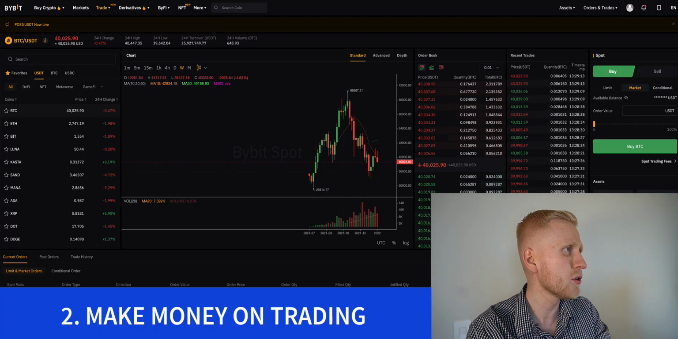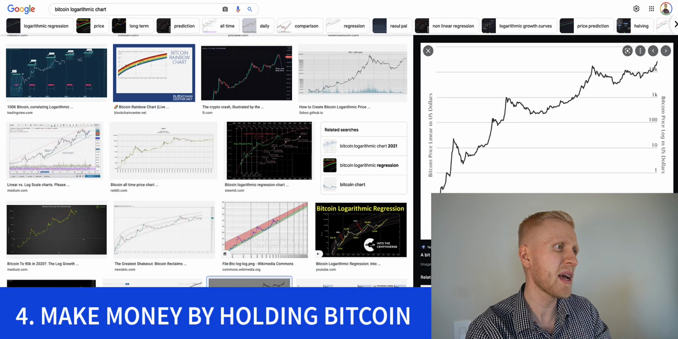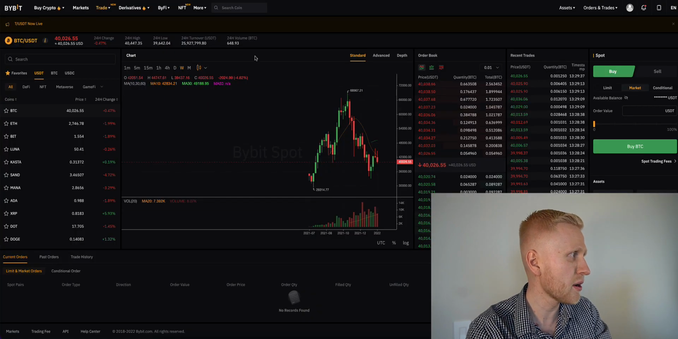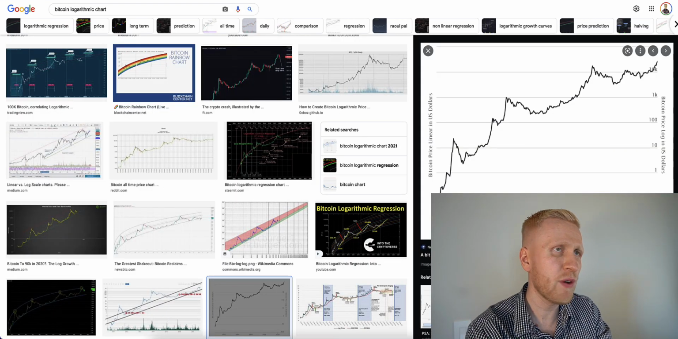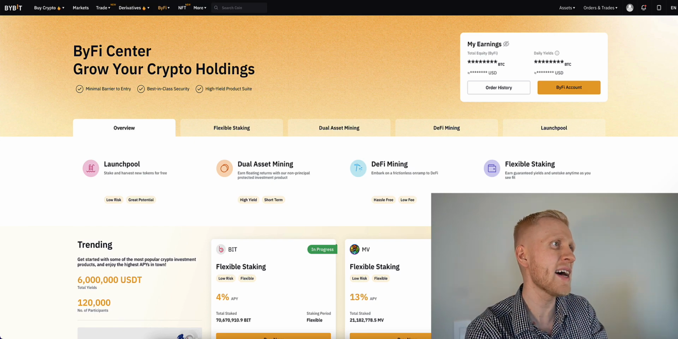Second, you can make money on trading. Third, you can make money on Bybit Center. Fourth, you can make money by holding Bitcoin. As you know, it went from $1 to $10 to $100, $1,000, $10,000. Now it's already $40,000, then $100,000, and so on and so forth. And then there is also a fifth way to make money on Bybit that I will reveal to you as a secret.